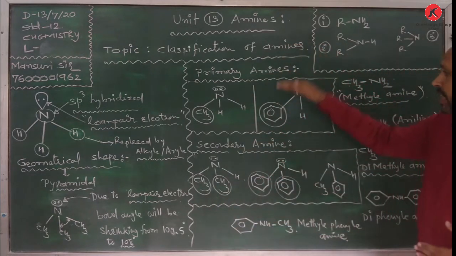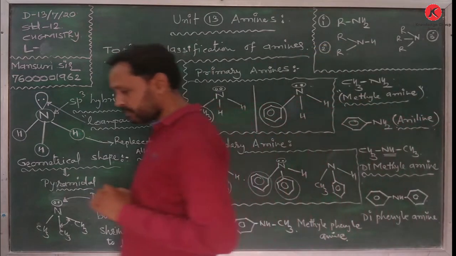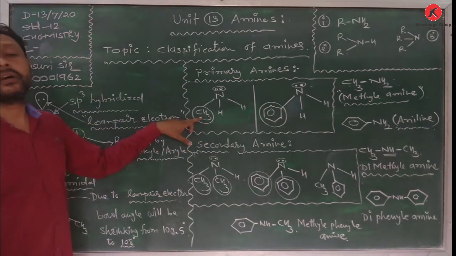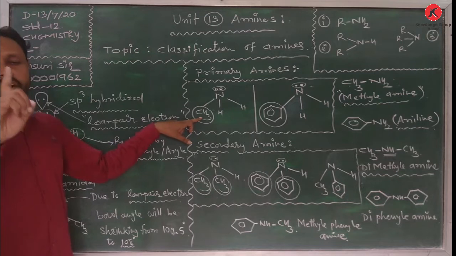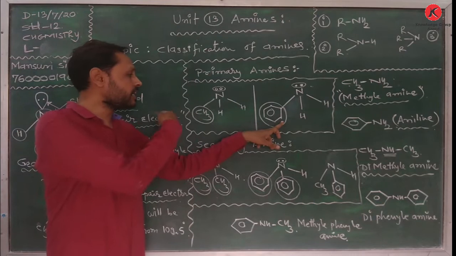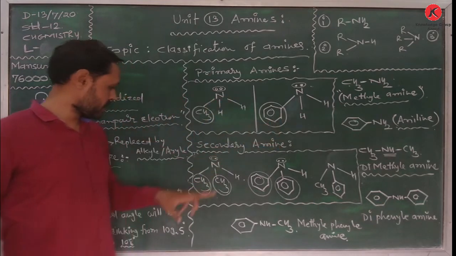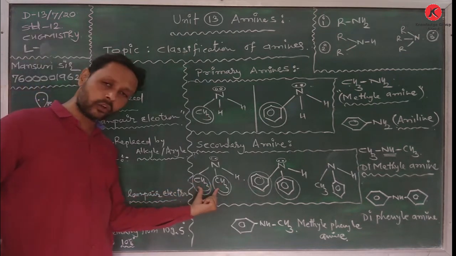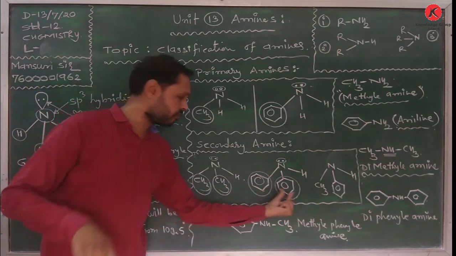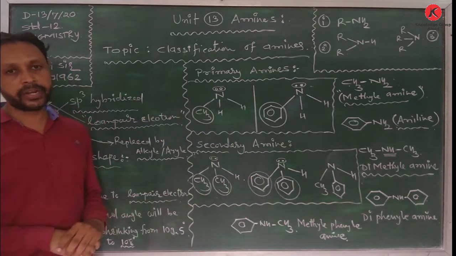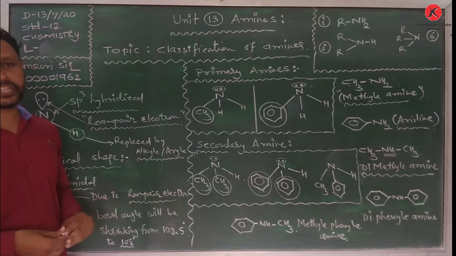So this is the classification of amines. The definition of primary amine: if one hydrogen atom of ammonia is replaced by one alkyl or one aryl group, it is known as a primary amine. If two hydrogens of ammonia are replaced by two alkyl groups, two aryl groups, or one alkyl and one aryl group, it is known as a secondary amine. Now further we will discuss tertiary amine.